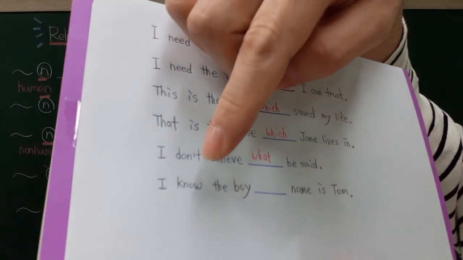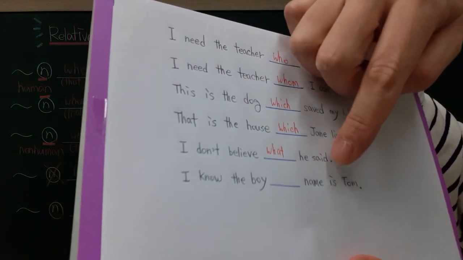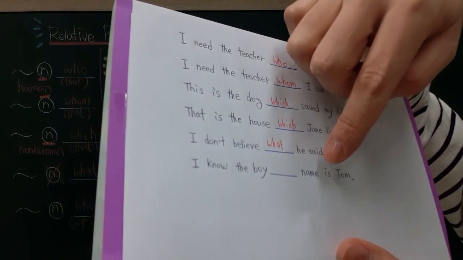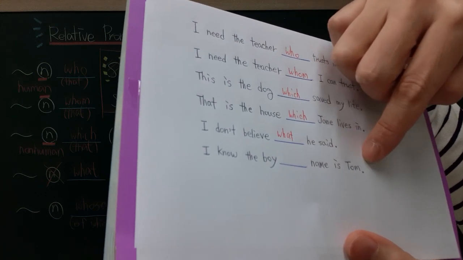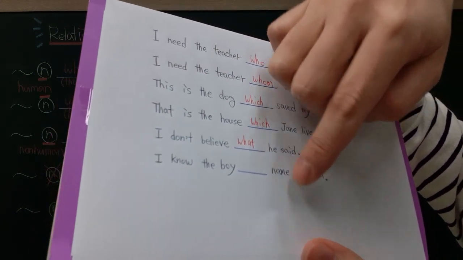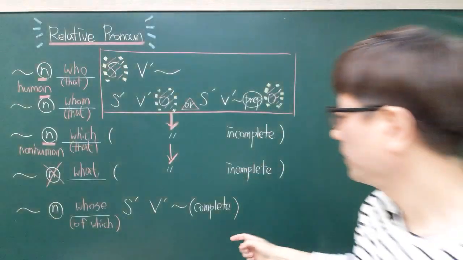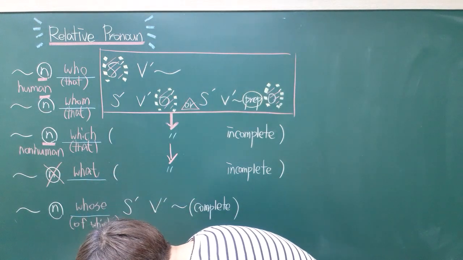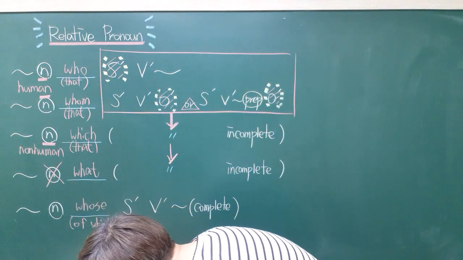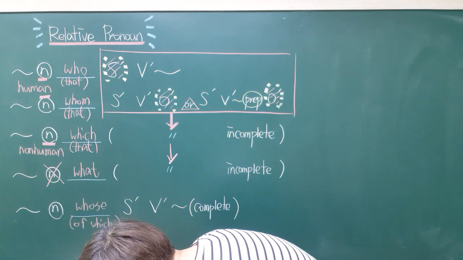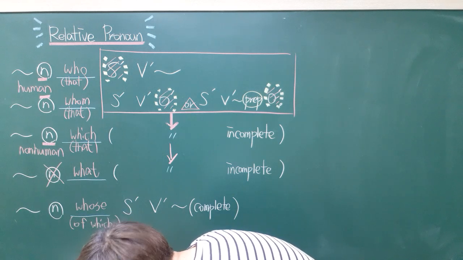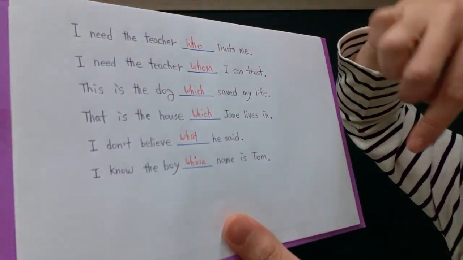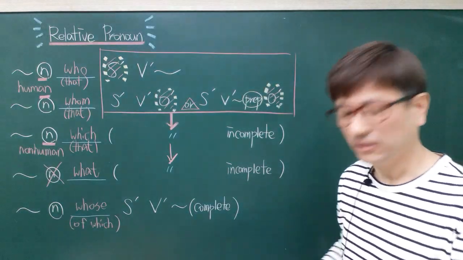For the last one, I know the boy blank name is Tom. As you can see, the sentence behind relative pronoun is complete. Name is subject, is verb, Tom is complement, name is Tom. Complete sentence. Then complete sentence, then we should have whose. Of which is okay as well. So the correct answer is I know the boy whose name is Tom. Okay?